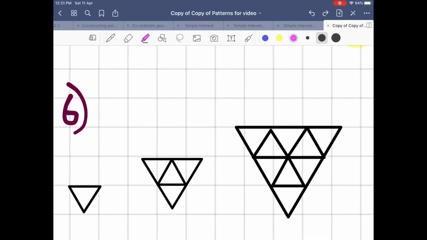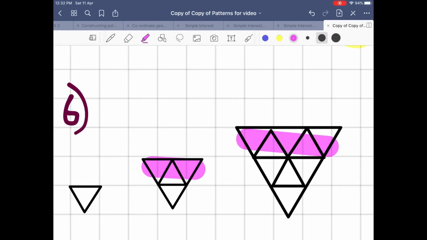So next we have a triangular pattern. We are increasing by 1 row on top every time. So all we have to do is increase by 1 more row on top and fill in the triangles. We are seeing that we have 1 in the first row, and then 1 plus 3. We have 1, we have 3, and then we have 1, 2, 3, 4, 5. 5 on top. So the next row we would know on top we'll have 7.